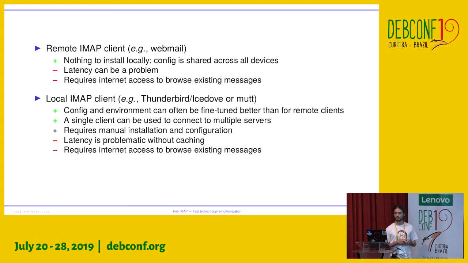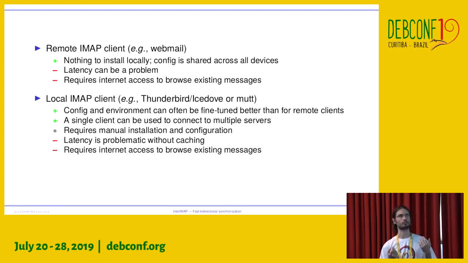So, well, people who want to slightly improve their email workflow productivity tend to use a local IMAP client instead, like Thunderbird or Mutt or something like this. A pro here is that the configuration and environment are more flexible. You can fine-tune it for your needs. And also, if you have a work account and a personal account, you can use the same client for both of them. That's kind of convenient. On the other hand, latency is still a problem, unless the client has some kind of fancy caching mechanism in place. And again, offline access is still a problem.